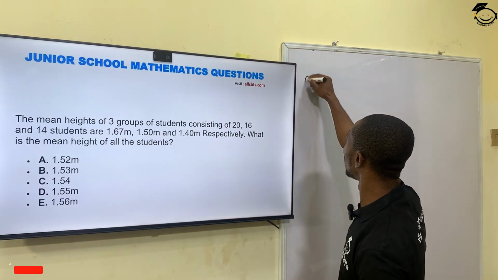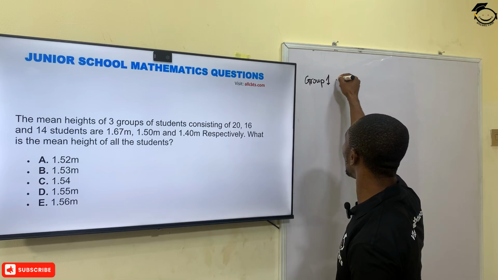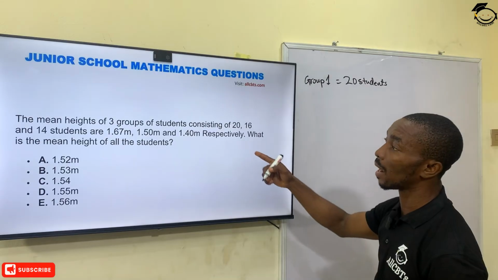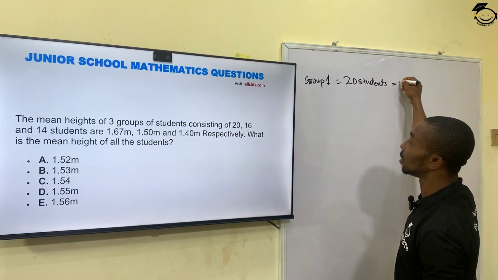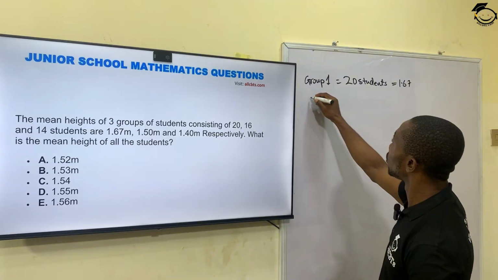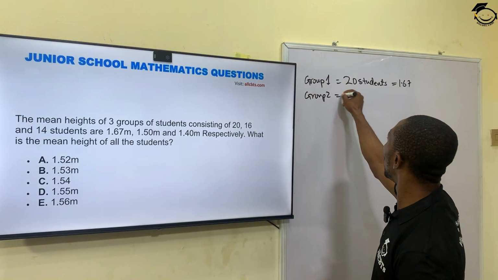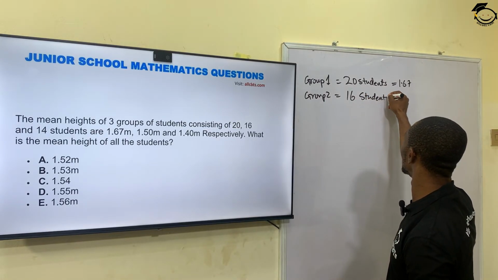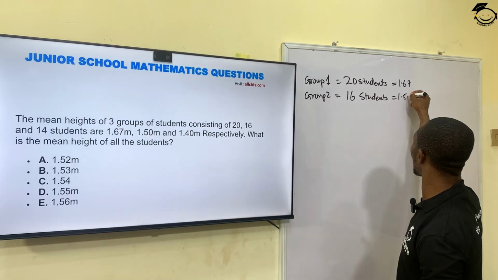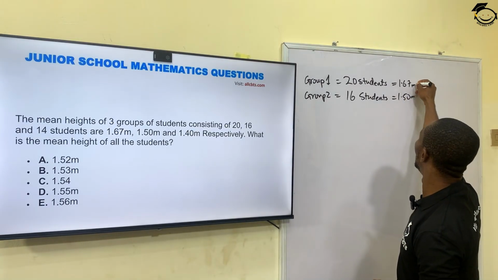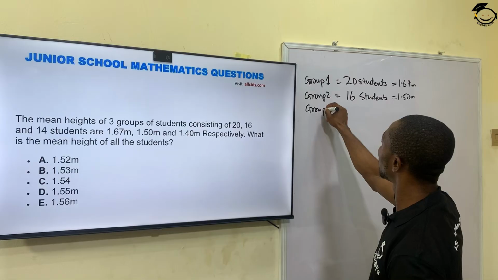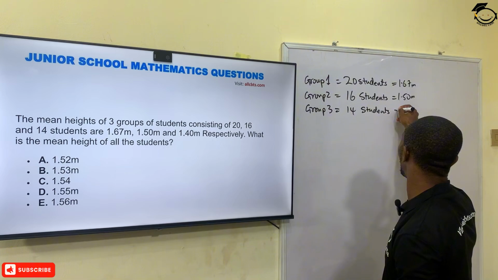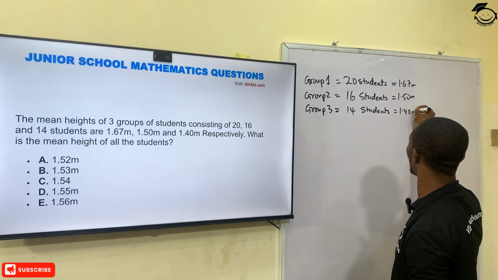Now, let's look at our group 1. For group 1 of 20 students, our mean height is 1.67. Now, group 2 of 16 students, our mean height is 1.50 meters. Now, for group 3 of 14 students, our mean height is 1.40 meters.